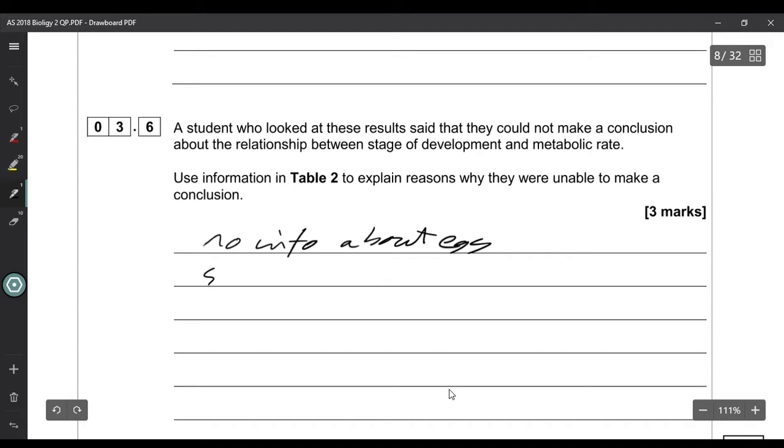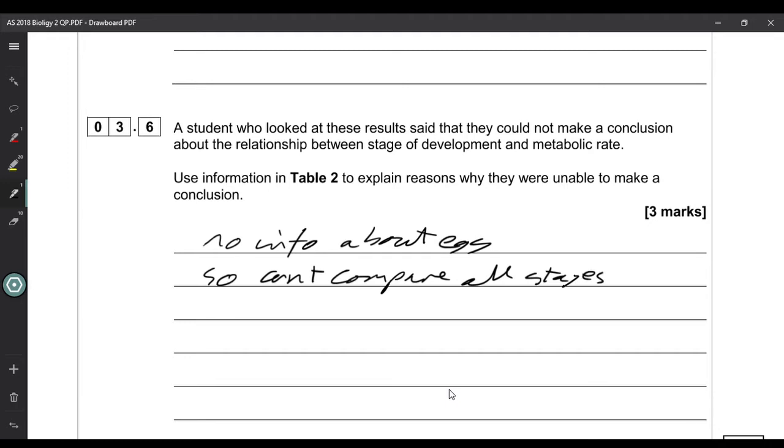So we can't compare all stages. So that'd be enough for 2 marks. But the third one, although we've got the mean rates, we don't have any statistical information, so we can't see the standard deviations. If the standard deviations are really big, then there may be an overlap between the numbers of one stage and the numbers of the other. So then you can't make these comparisons.